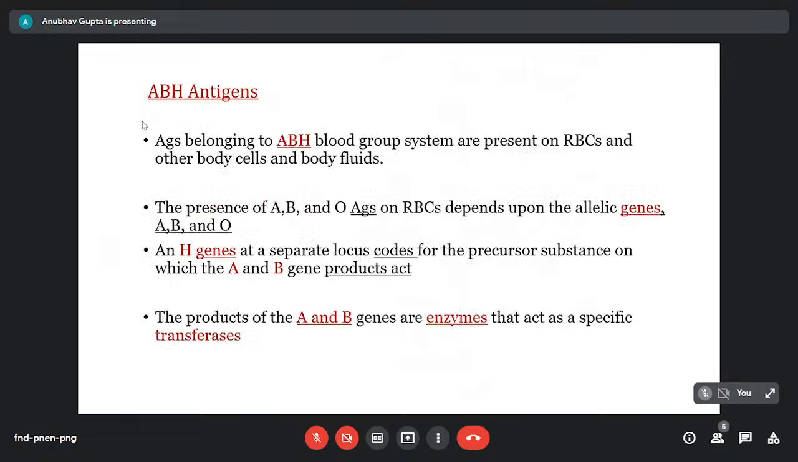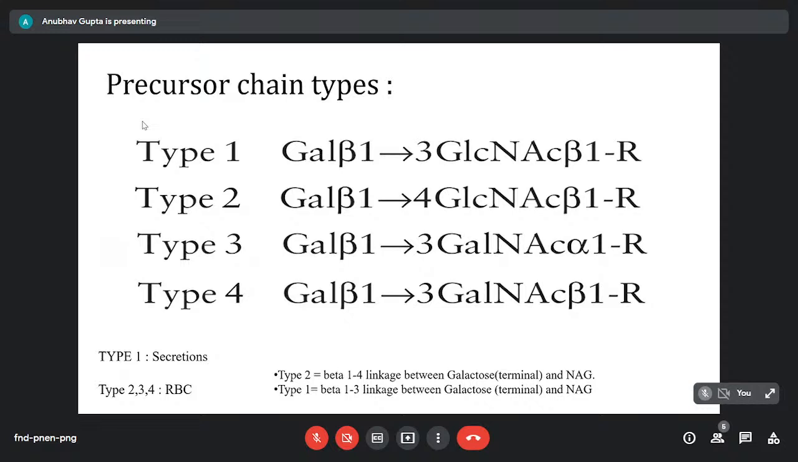I will tell you, you can see in this slide that type 1 has a linkage with the galactose. Gal is the galactose, and this NAc is N-acetyl galactosamine. So the galactose beta 1 position carbon atom is linked with the third position of the N-acetyl galactosamine. And in type 2, the linkage is beta 1 to 4.